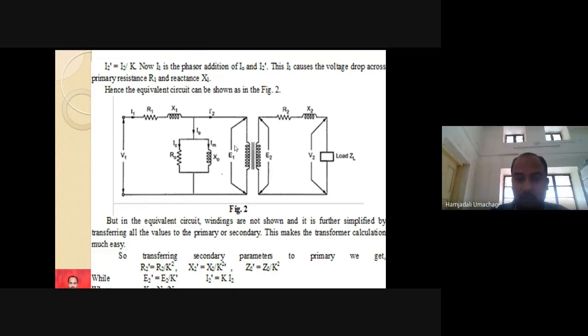Then comes the induced EMF on the primary side, that is E1. Similarly, the secondary winding has its own induced EMF E2.